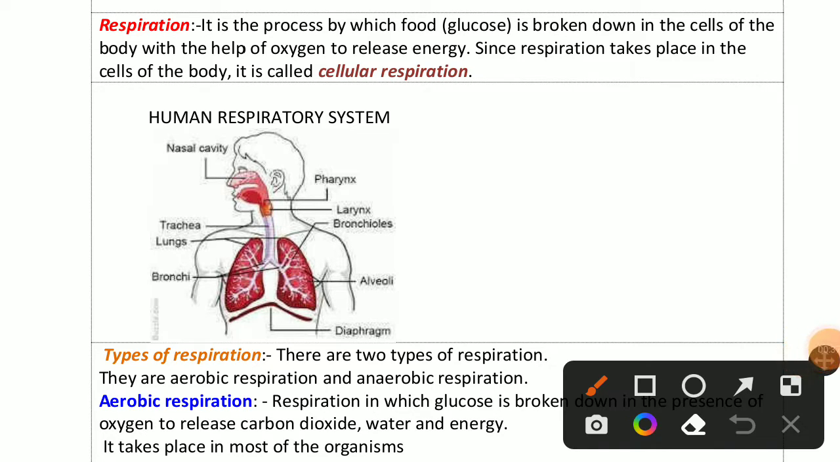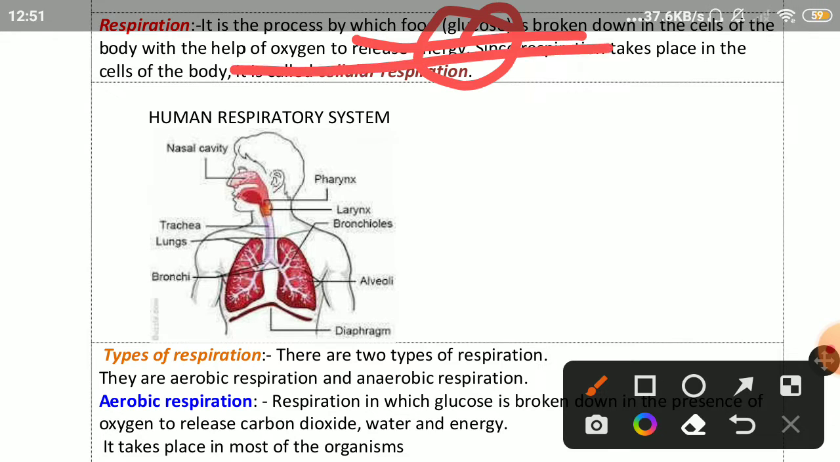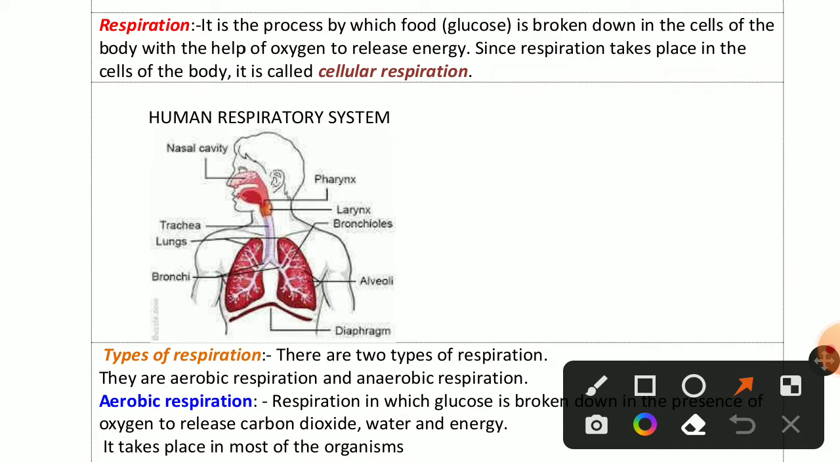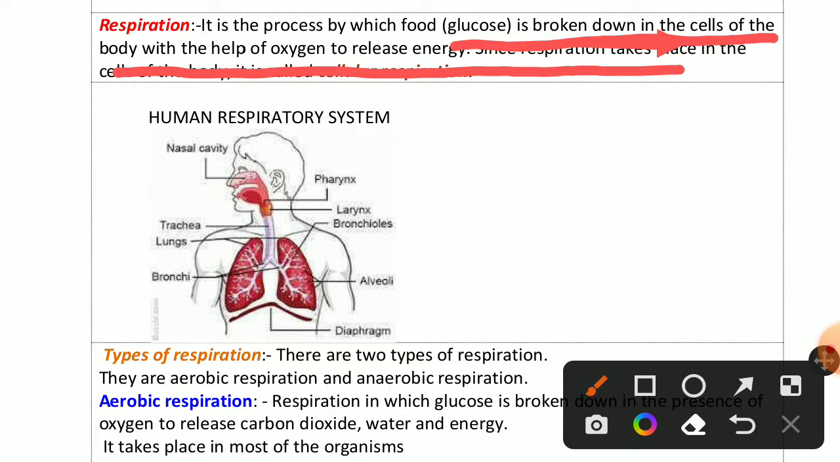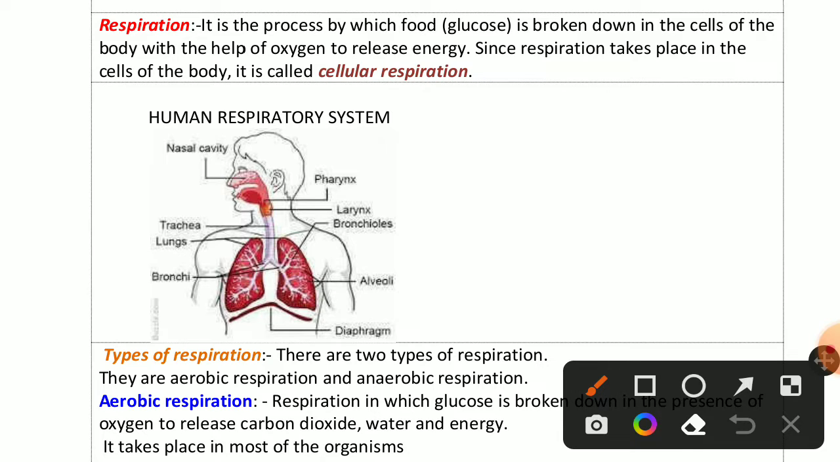First, we'll see what is respiration. Respiration means breathing, but it has one more meaning. The food we eat is broken down into glucose. Respiration is the process by which food glucose is broken down in the cells of the body with the help of oxygen to release energy. This is the definition of respiration.